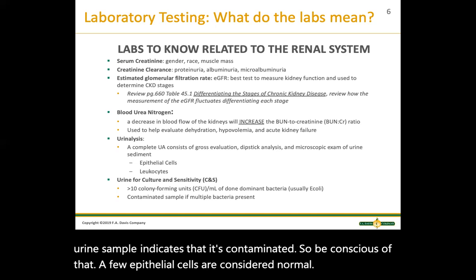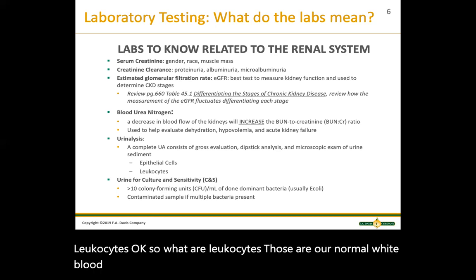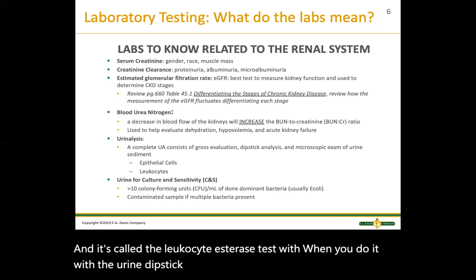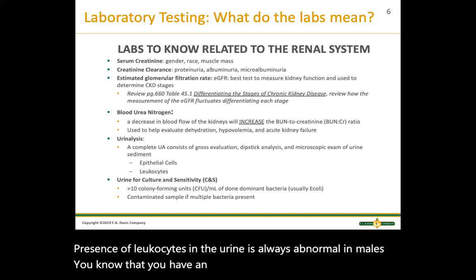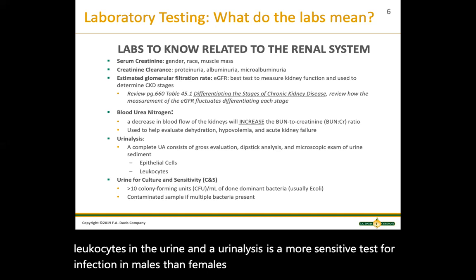Leukocytes. Okay, so what are leukocytes? Those are our normal white blood cells. And it's called the leukocyte esterase test when you do it with the urine dipstick strips. Presence of leukocytes in the urine is always abnormal in males. You know that you have an infection if your male patient has leukocytes in the urine. And a UA, a urinalysis, is a more sensitive test for infection in males than in females. So just keep that in mind.